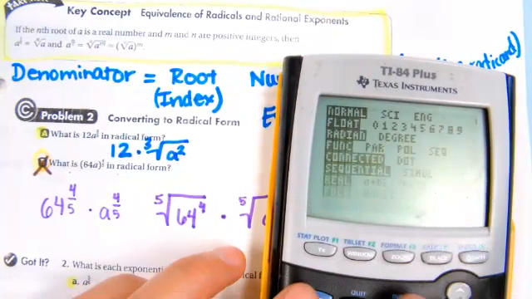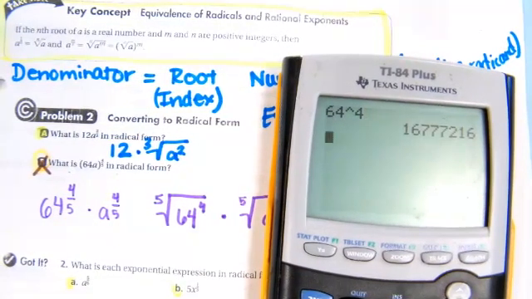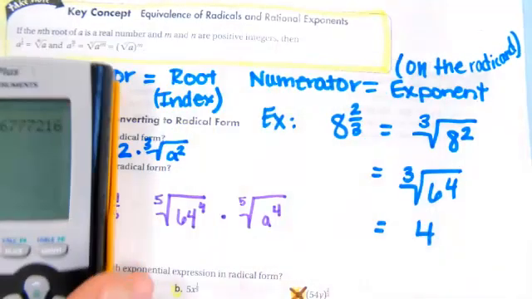Oh, sorry. My calculator is telling me my batteries are low. All right, 64 to the 4th power is really this number right here. Wow, we are really glitching today, aren't we?